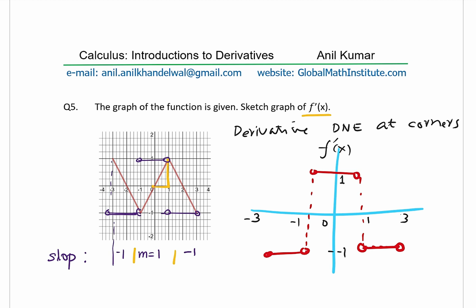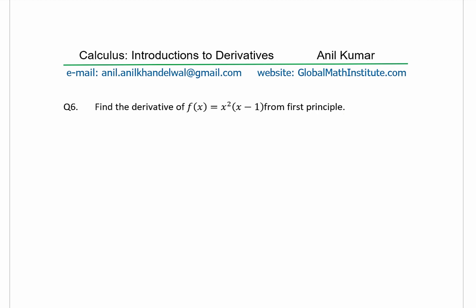Perfect. Let's move on and take the next question, which is question number 6. Find the derivative of the function f of x equals x squared times (x minus 1) from the first principle. Extremely important question. Most of the time you don't see the factored form. So I'll rewrite this function as x cubed. Let me write first the function itself and then we'll expand it. It's better to see it as x cubed minus x squared.